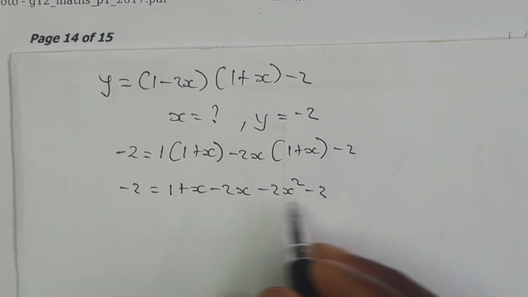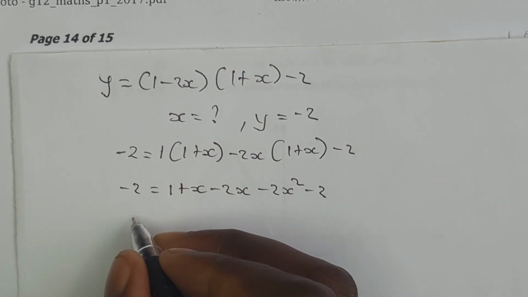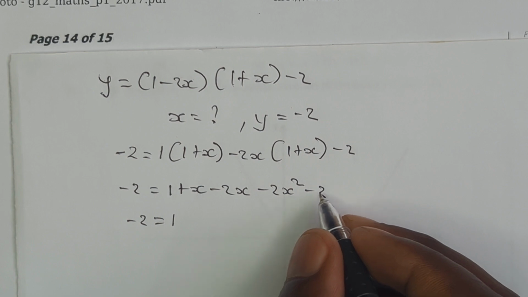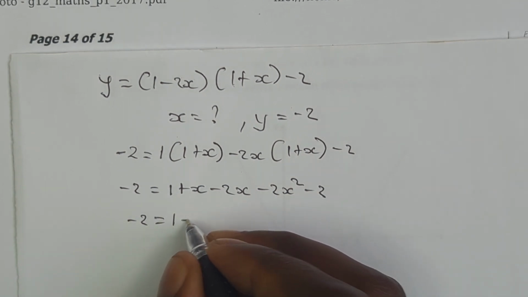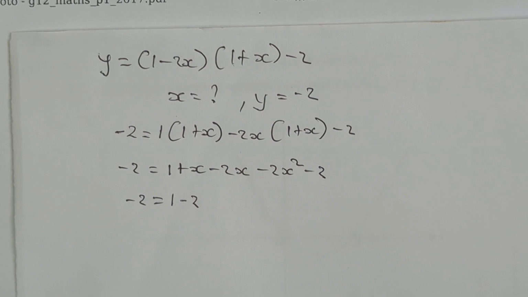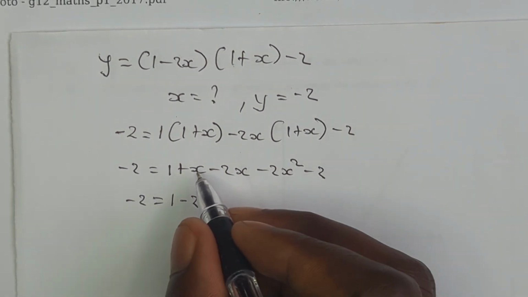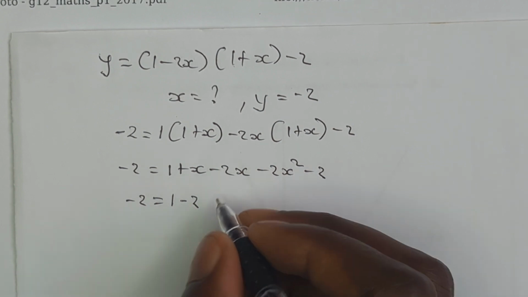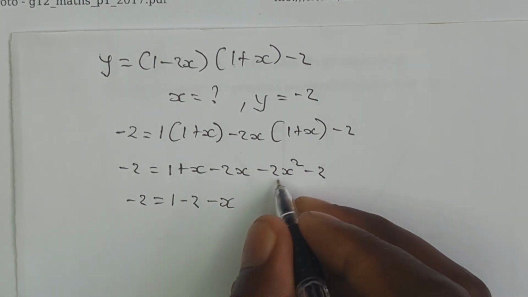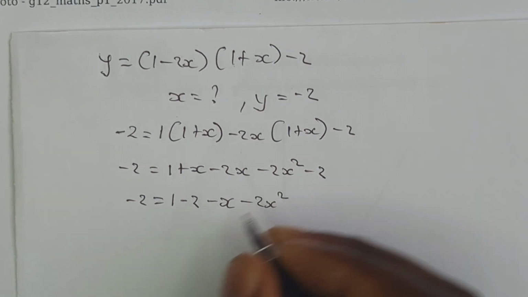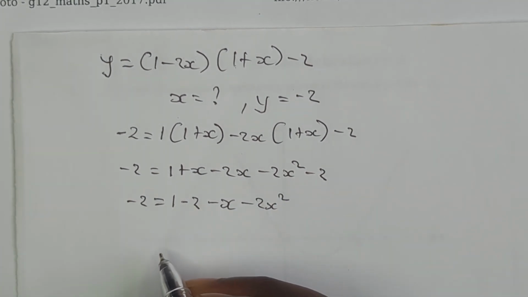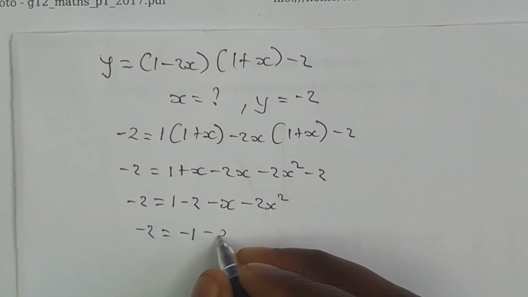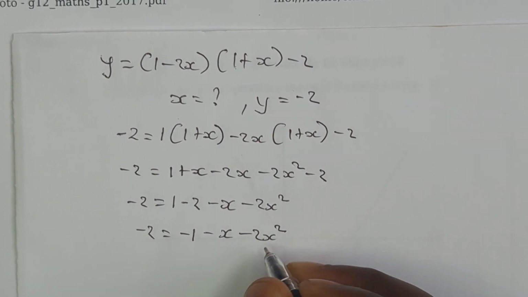Now here we have like terms, we can group them. So negative 2 is equal to, here we have 1, and there negative 2. So this negative 2 comes here. The number can only change the sign when it is crossing the equals sign. So x minus 2x, these are also like terms, this is negative x minus 2x squared. 1 minus 2, this will be negative 1. Negative 1 minus x minus 2x squared.